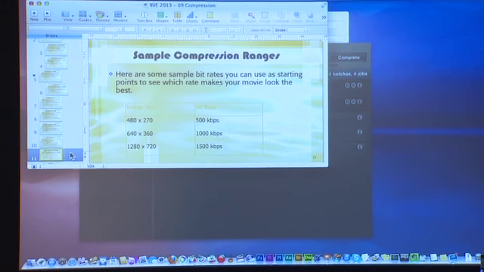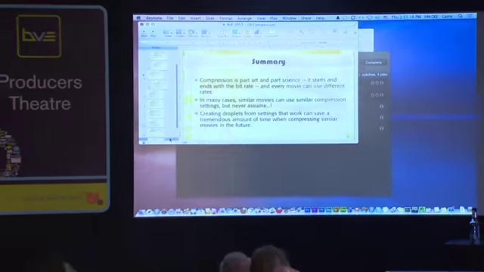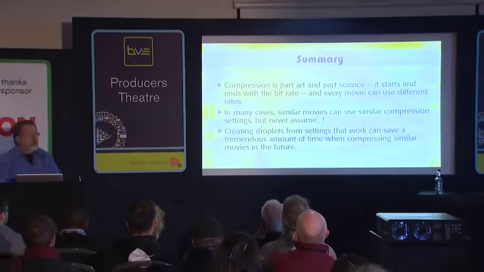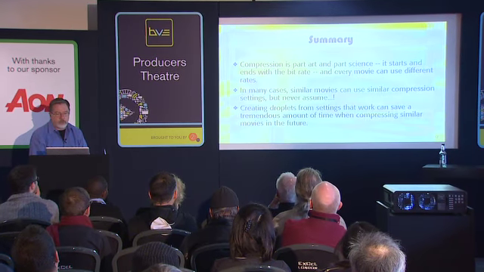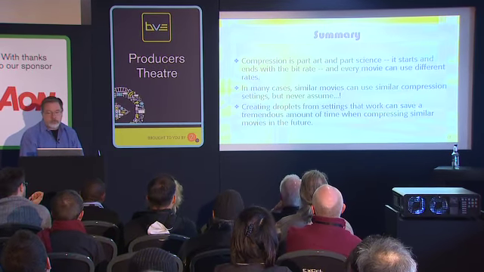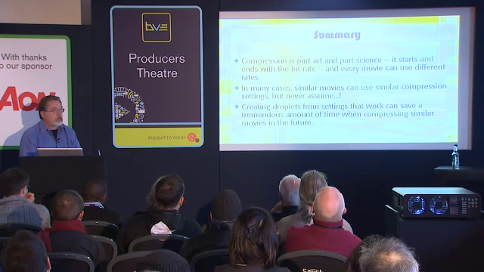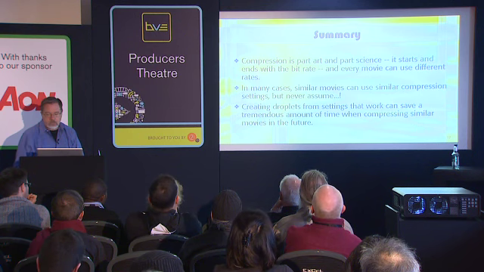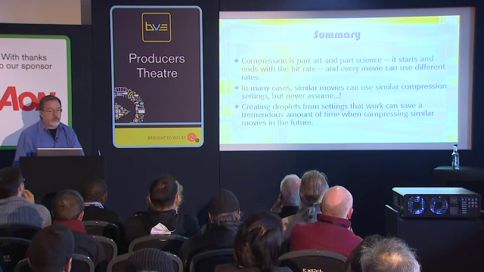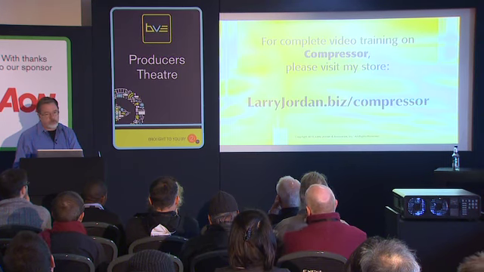I've given you the sample compression ranges, so you don't need to see that. Compression is part art and part science. It starts and ends with the bit rate, and every movie can use different rates. However, similar movies can use similar compression settings, which is why droplets are so helpful. Creating droplets from settings that work can save a tremendous amount of time when compressing similar movies in the future.